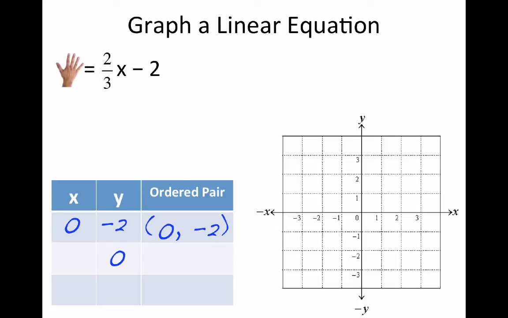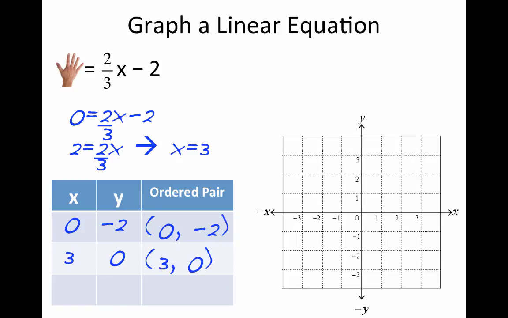When y is 0, we can cover up that term and plug 0 in for y. We can add 2 to both sides, so we have 2 is equal to 2/3 x. Multiplied by the reciprocal, you'll get x is equal to 3. So when y is 0, x is 3. We've got the ordered pair 3 and 0.